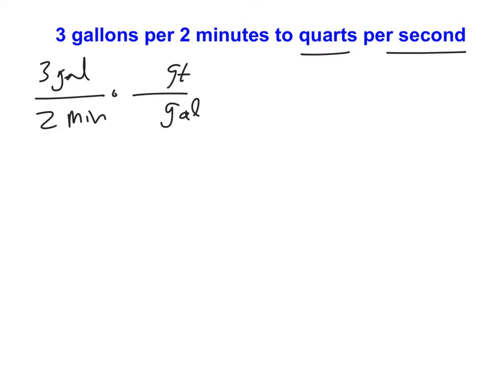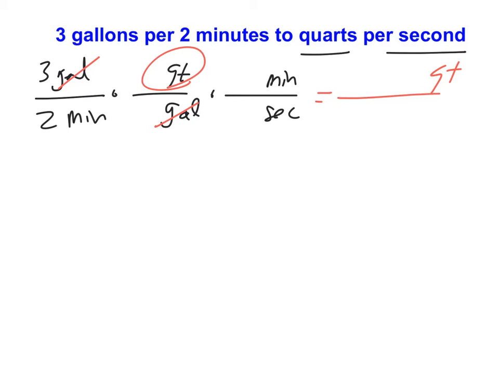Into quarts. Minutes goes straight into seconds. Minutes has to go up diagonal, so you are allowed to cancel it out. Minutes into seconds. So let's do that unit analysis piece. Gallons, left with quarts. Quarts on top. And minutes left with seconds on the bottom. Quarts per second, that's what I was shooting for. So that's what we got. Now we go back and do the numbers.